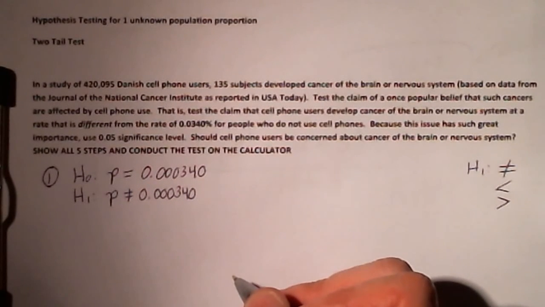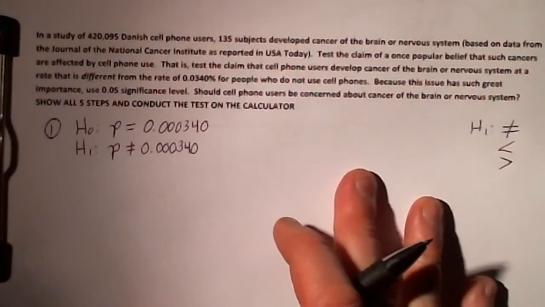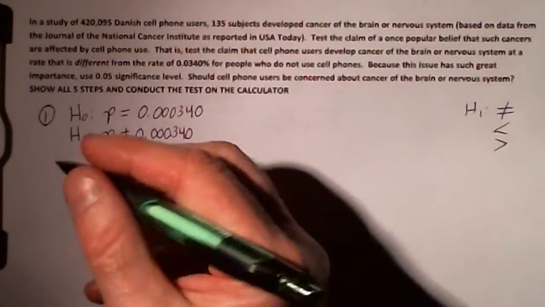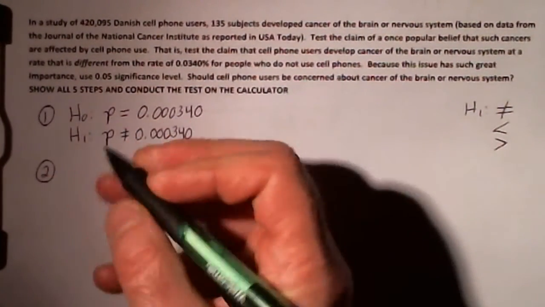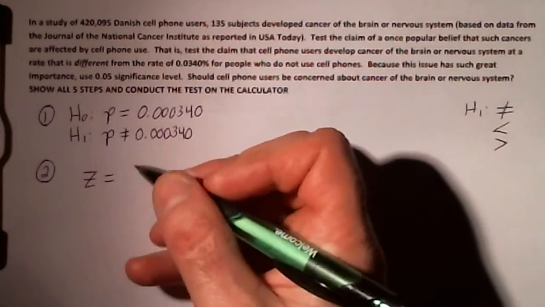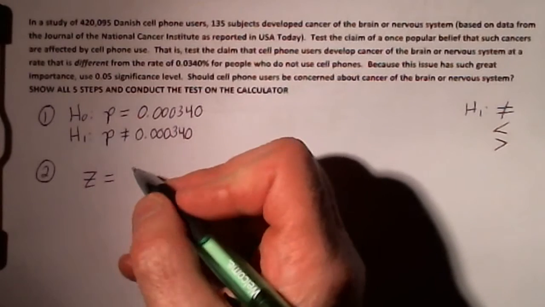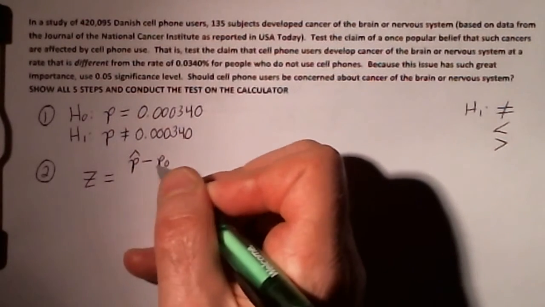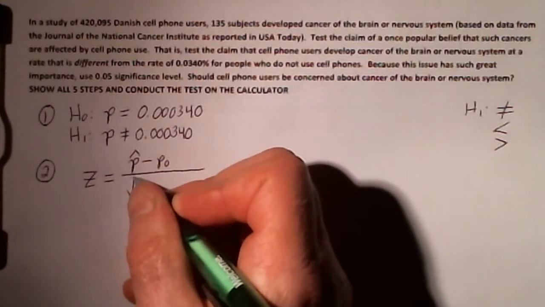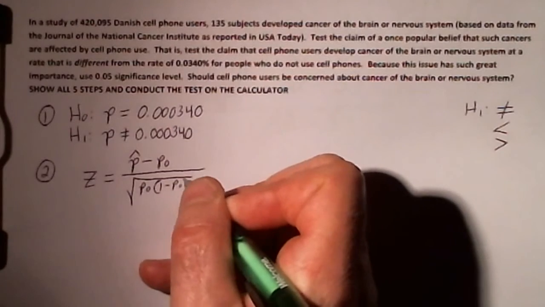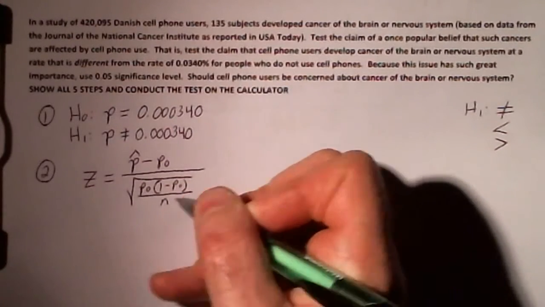All right, step number 2 of this procedure will now have us computing the test statistic value, which is based always on sample evidence. And our test statistic formula is distributed according to the standard normal probability distribution. So it's Z is equal to the sample proportion minus P naught divided by the square root of P naught times 1 minus P naught divided by the sample size.